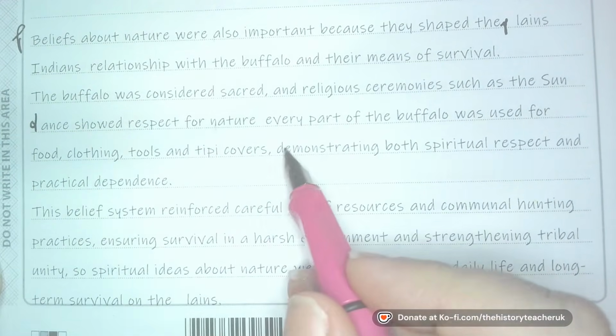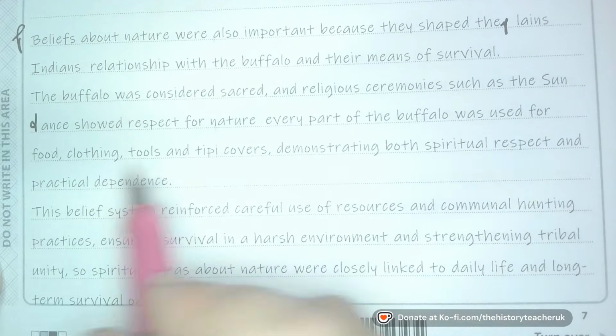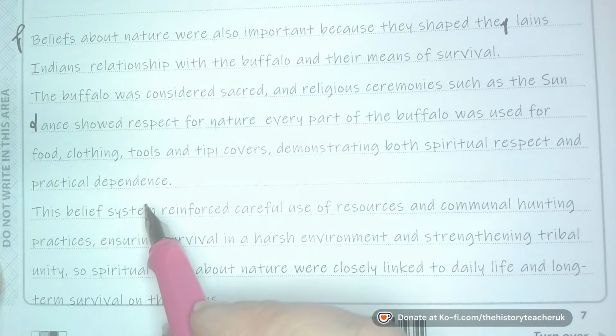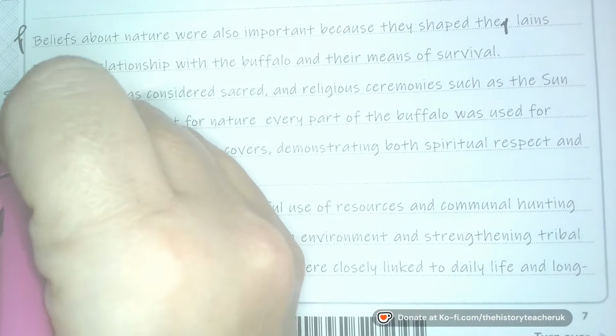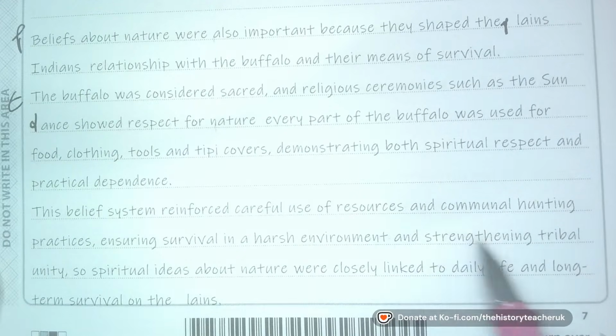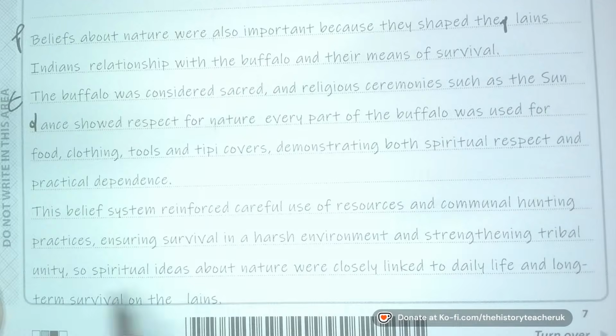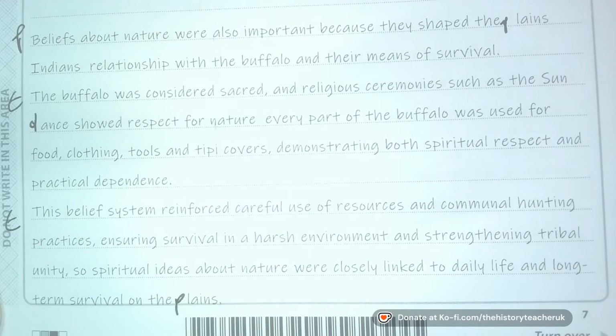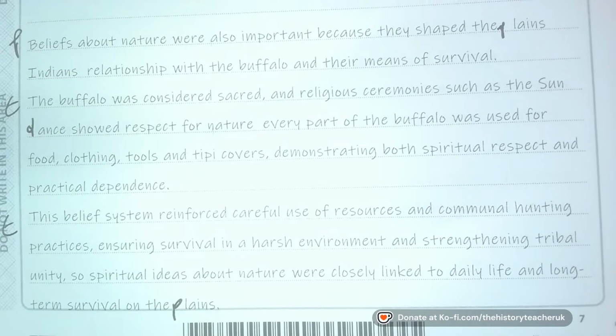showed respect for nature. Every part of the buffalo was used for food, clothes, teepee covers, demonstrating both spiritual respect and practical dependence. So that's my evidence. And then the belief system reinforced careful use of resources, communal hunting practices, and ensuring survival in a harsh environment and strengthening tribal unity. So spiritual ideas about nature were closely linked to daily life and long-term survival on the Plains. So there we are. There's my explanation. Easy peasy, lemon squeezy. Hopefully that makes sense.